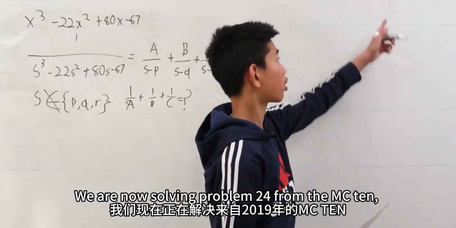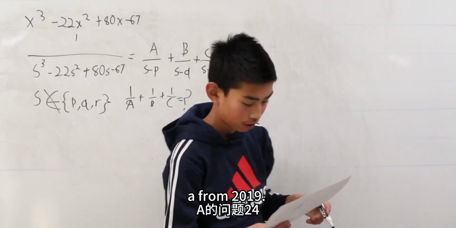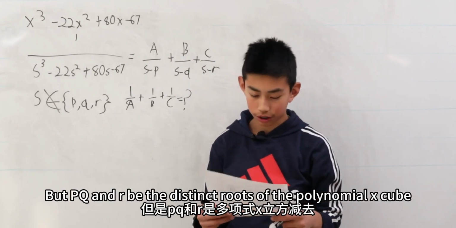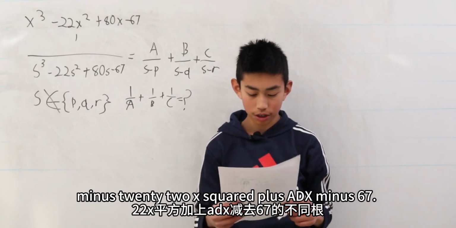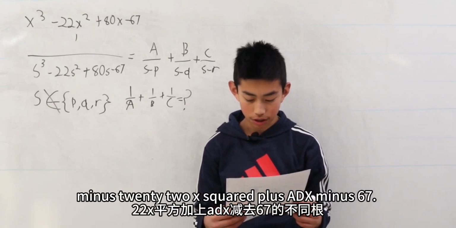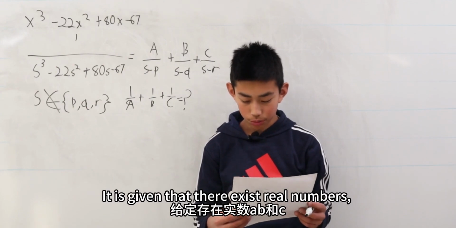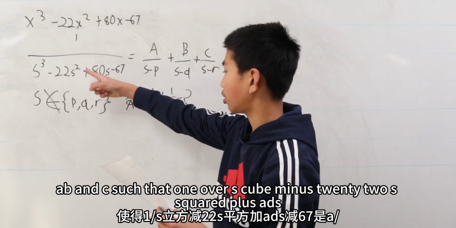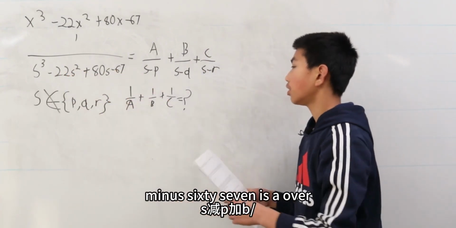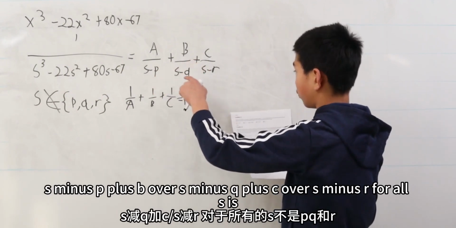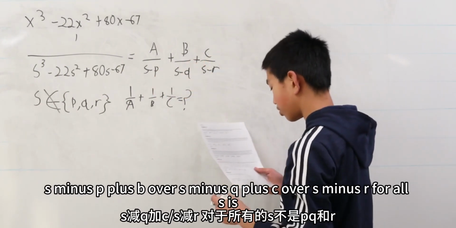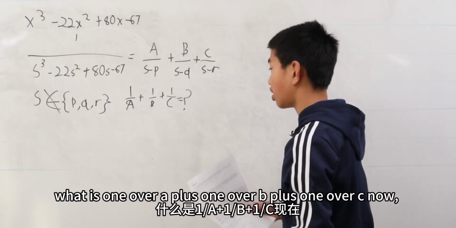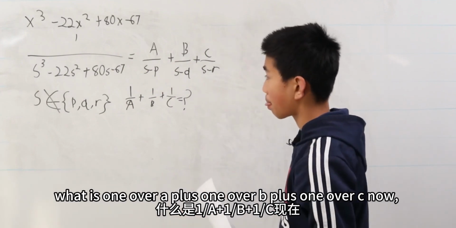We are now solving problem 24 from the AMC 10A from 2019. Let p, q, and r be the distinct roots of the polynomial x cubed minus 22x squared plus 80x minus 67. It is given that there exist real numbers a, b, and c such that 1 over s cubed minus 22s squared plus 80s minus 67 is a over s minus p plus b over s minus q plus c over s minus r for all s not p, q, and r in this case. What is 1 over a plus 1 over b plus 1 over c?